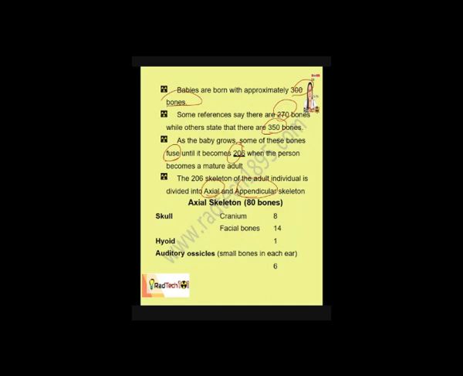So axial, we have 80 bones composed of the skull. The skull is composed of the cranium, 8, and facial bones, 14. As we go along, we will discuss more on that. The hyoid bone is 1.